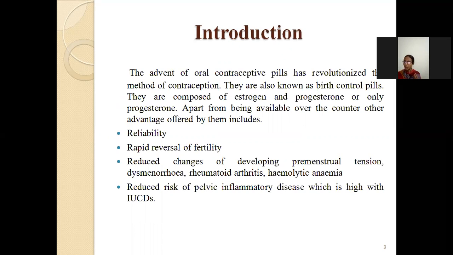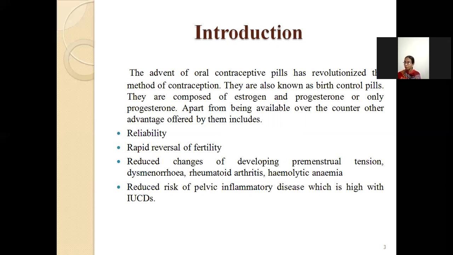Oral contraceptive pills have revolutionized the method of contraception. These pills are also known as birth control pills, meaning they are used to control the birth rate. They are composed of estrogen and progesterone or both. It may contain either estrogen or progesterone, and in some cases it may contain both.